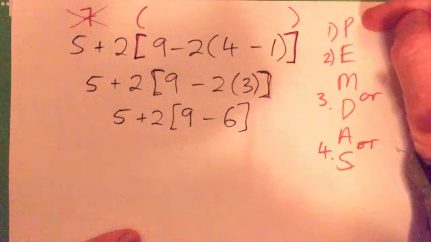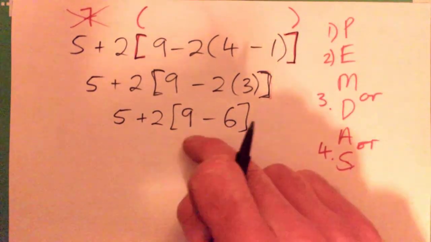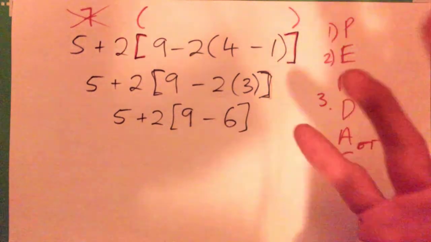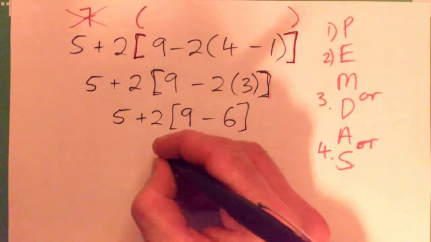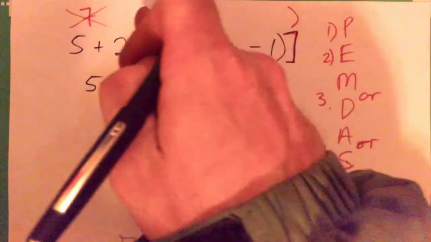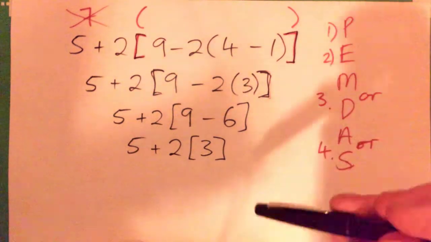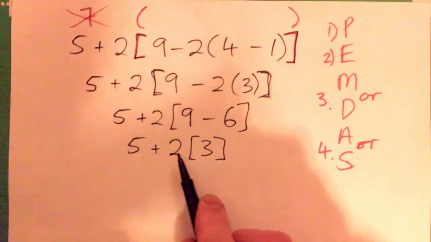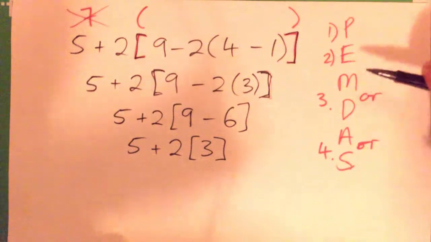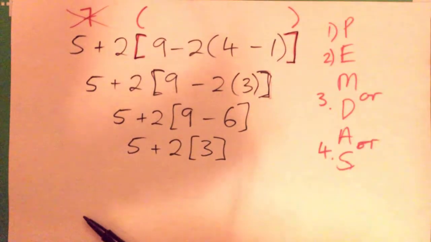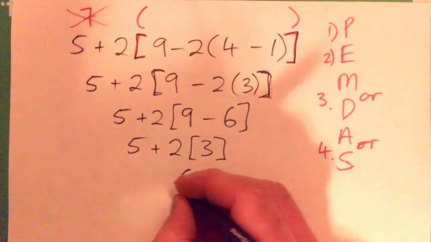We're still not done with parentheses, because we still have stuff to do inside a parentheses. We've got 9 minus 6. Just subtract it to get 3, because that's all you can do. And you write it all down again. Now, do we add to get 7 or do we multiply to get 6? Again, follow the order of operations. It says multiply. And remember, that square bracket just means multiply. It's nothing special. So 2 times 3 is 6.